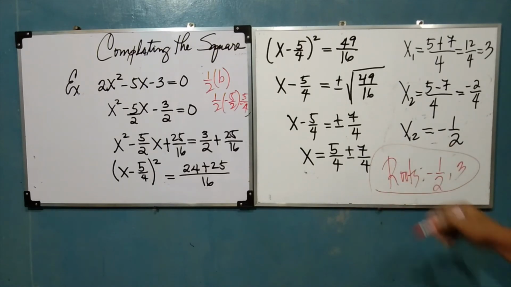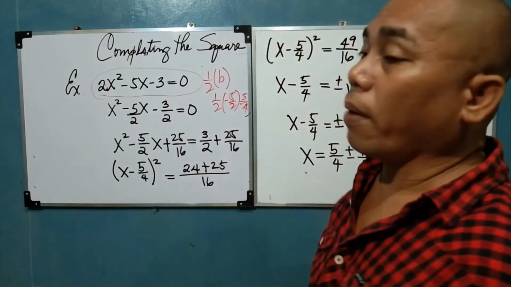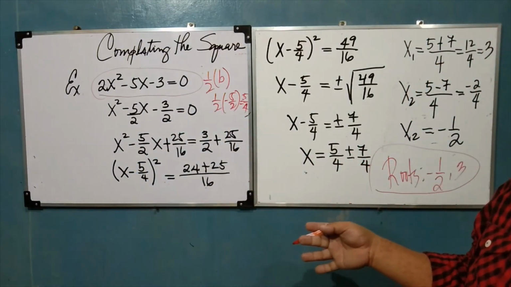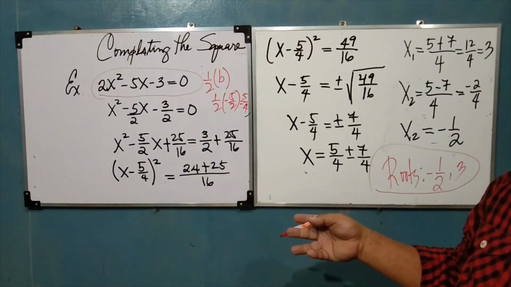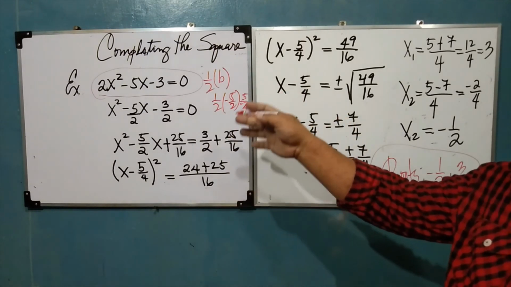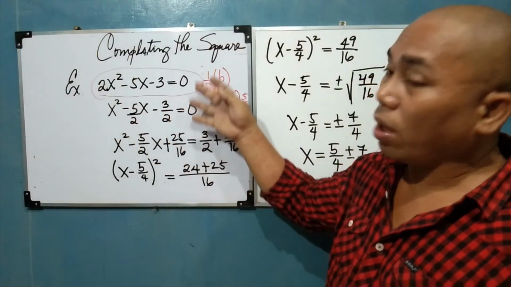Okay, so we're able to get the roots of this quadratic equation by completing the square. So the steps were given to you. Okay, so that's the beauty of applying completing the square in getting the roots of a quadratic equation, especially if the quadratic equation is so difficult to be transformed into factored form.